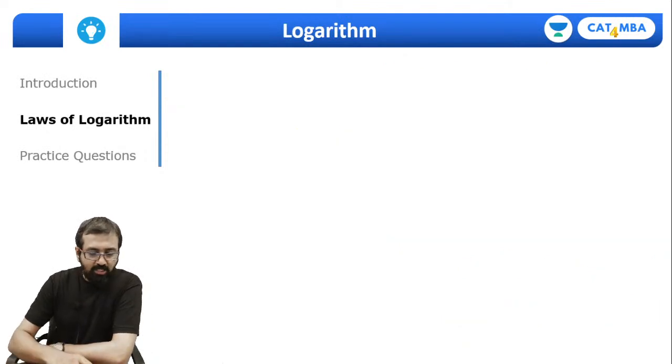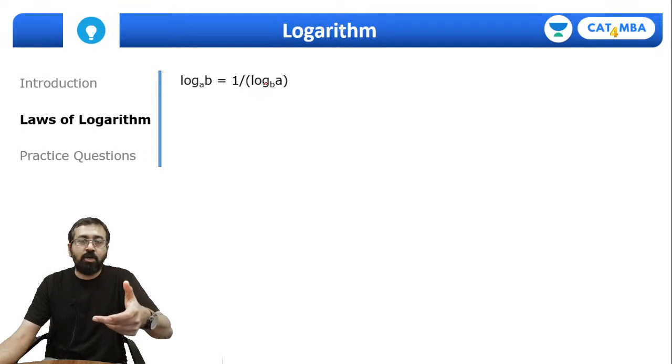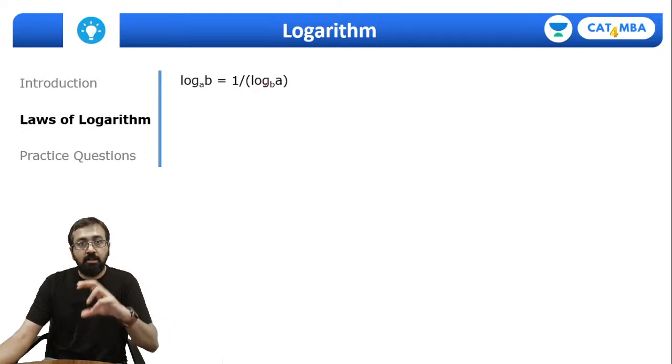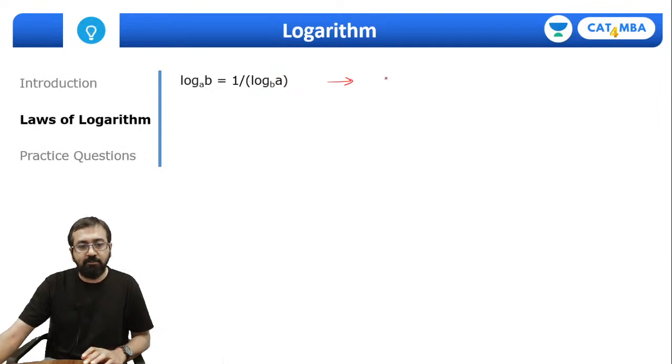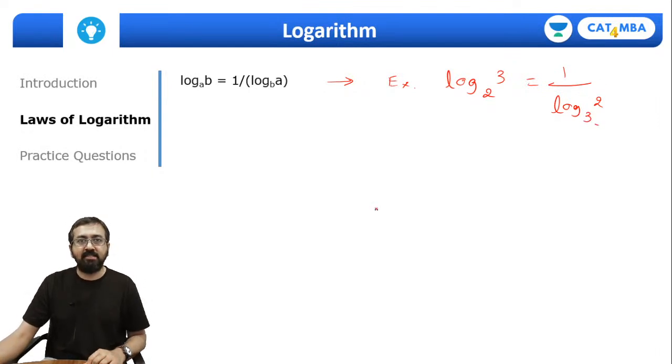So the next rule is log of b with base a is equal to 1 upon log of a with base b. This rule says that when you take a reciprocal of a logarithm, the number and base will interchange their positions. Let me give you an example: log of 3 with base 2 is equal to 1 upon log of 2 with base 3. As simple as this. Will everyone remember this?